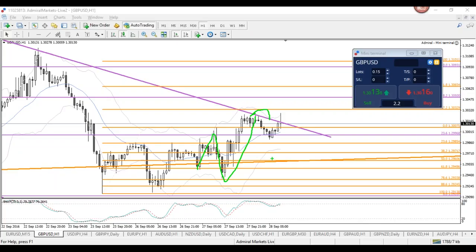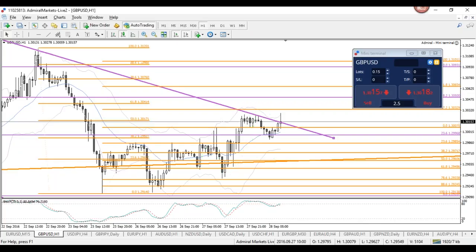This is of course looking corrective. But if it manages to break above this resistance, to push above this zone, it could start an impulse as well.